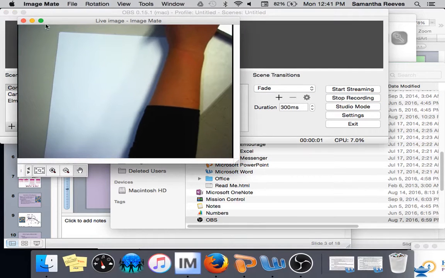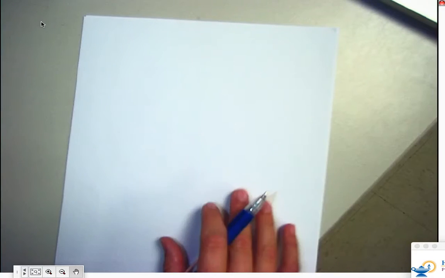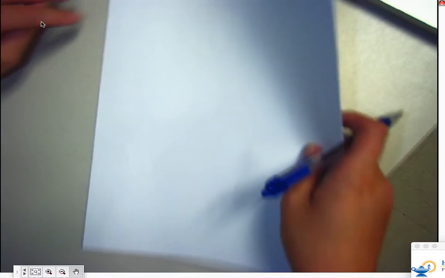Alright, so on your sheet of paper, everyone should have a blank sheet of paper out. The first thing we're going to do is we're going to draw a person.